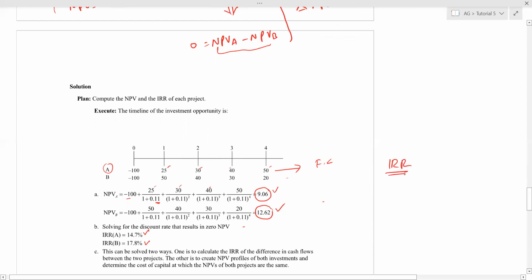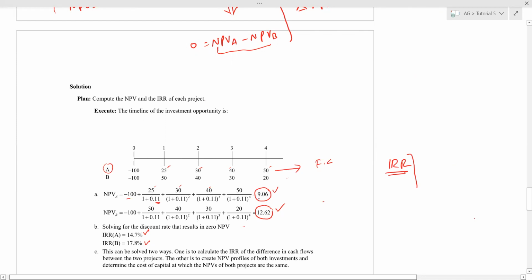And if I explain interpolation, it will again take me 15 to 20 minutes for every question. So that is why you need to watch the recording that I have done on how to do the IRR through interpolation if you don't have a financial calculator. So I have explained that in detail. Okay. So IRR for A is 14.7%, for B is 17.8%.